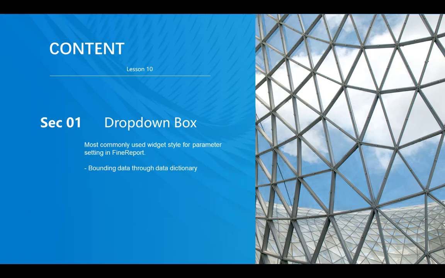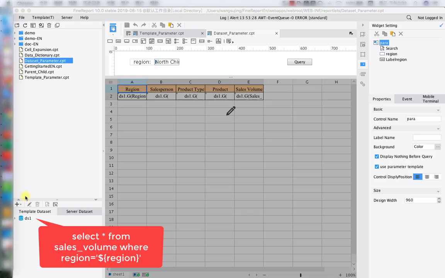Drop-down box is one of the most common widget styles for parameter setting that we use a lot during data query. Open the designer. As you can see, we already have our simple template set up, including on the left DS1, that's everything from sales volume that was selected, including our region parameter.